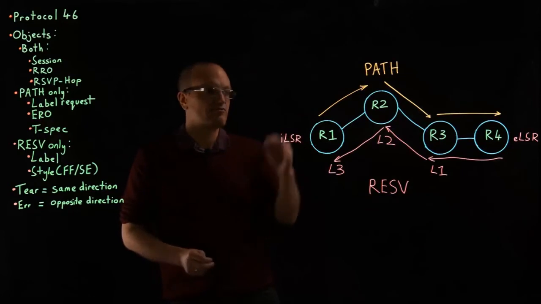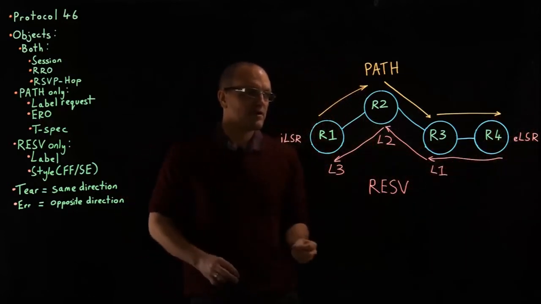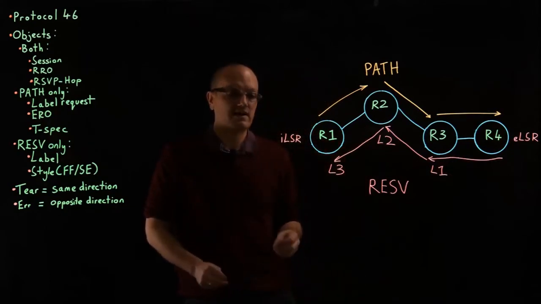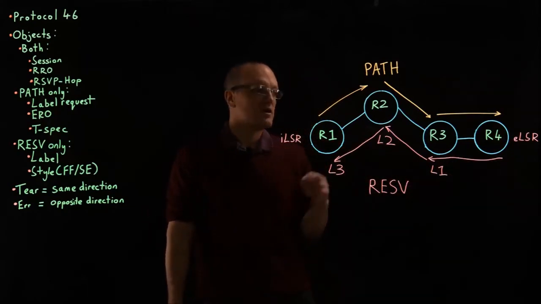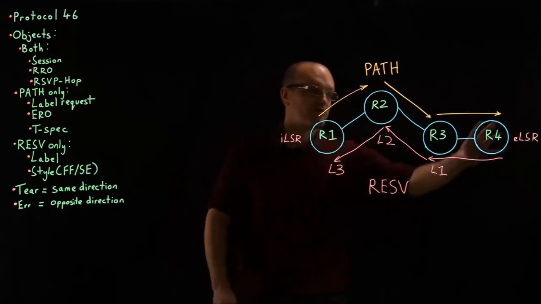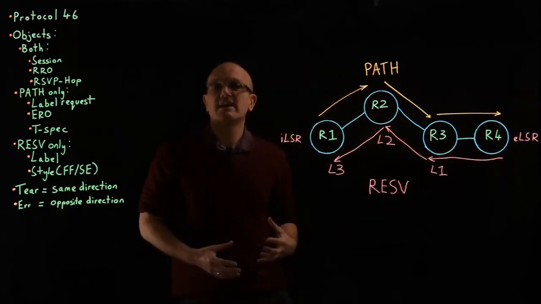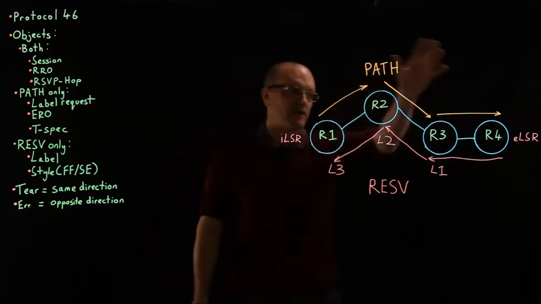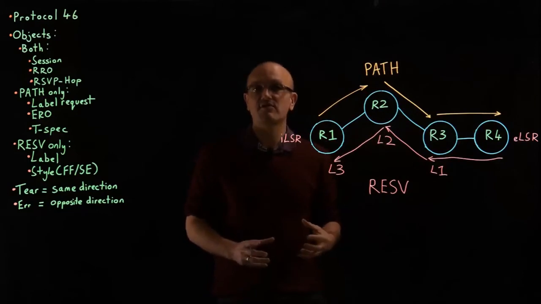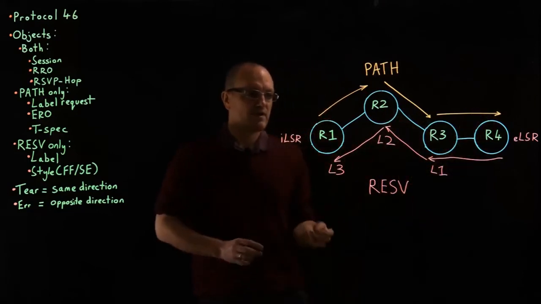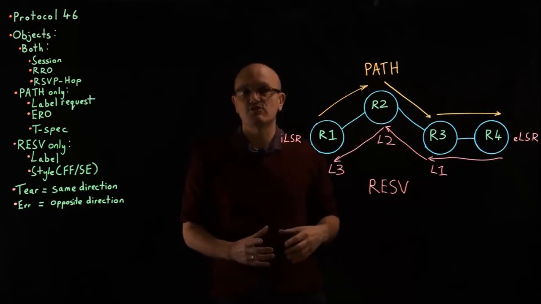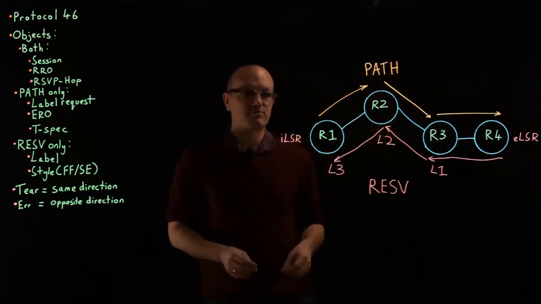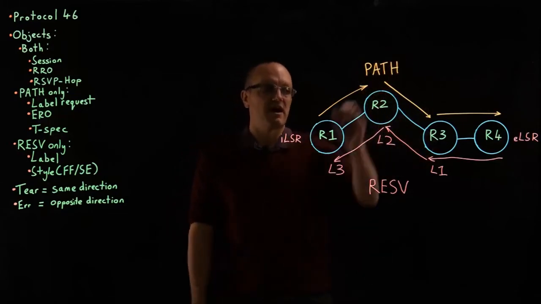When the path message reaches the egress LSR, resources are allocated on the egress LSR, but we also trigger the sending of a reserve message. The reserve message then flows back upstream, following exactly the same path through the network that the path message has taken flowing downstream, and the reserve message flowing upstream finalizes the allocation of these resources that were requested by the path message, and it also allocates the labels that were requested in the path message.